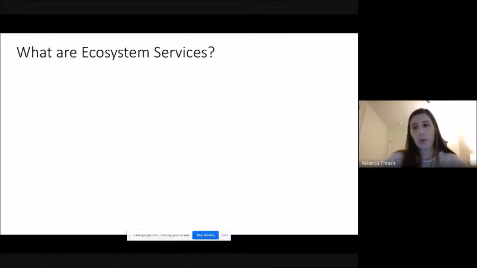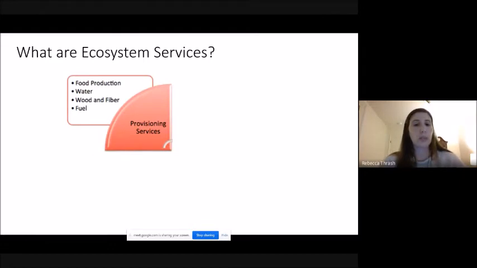Used to, you only had to think about this in terms of what it is about the natural world that humans are utilizing. But really the focus needs to be now on categorizing the type of ecosystem service that's being provided. And the most easy to recognize are these provisioning services.